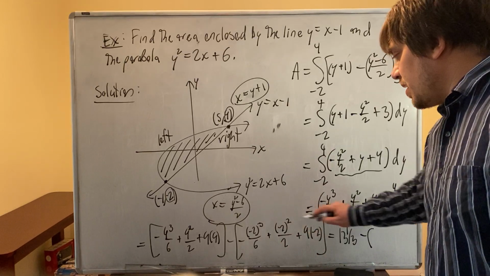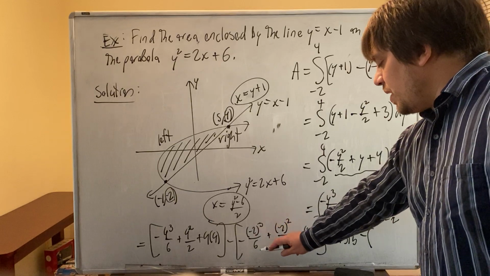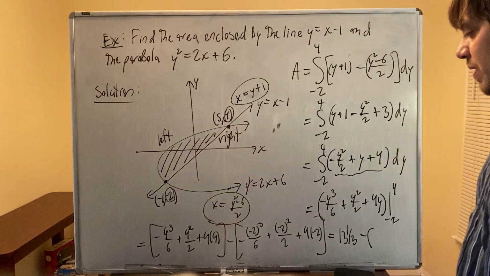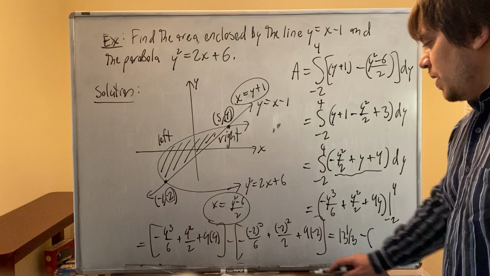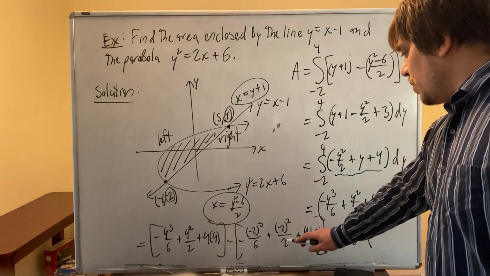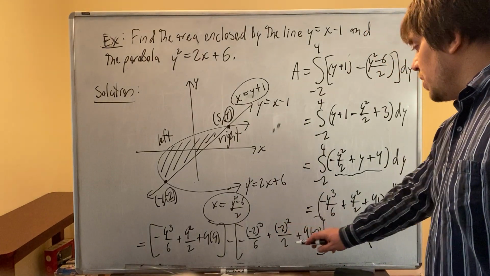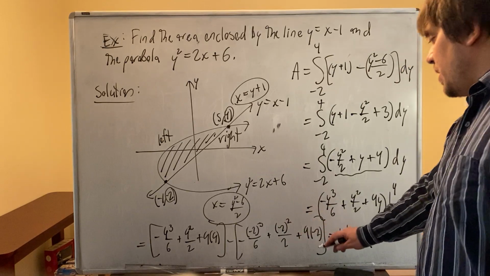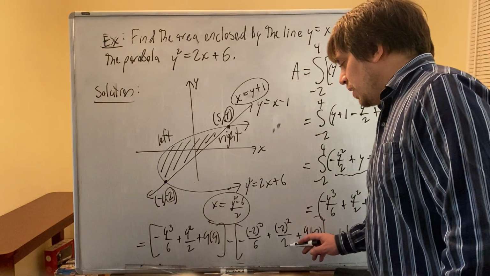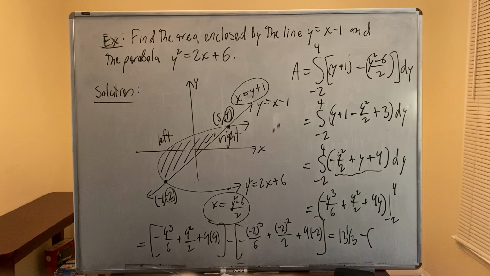2 minus 8 is negative 6. This is negative 8 over 6. The negative of negative 8 over 6 is positive 8 over 6, which is 4/3. So again, this is 2/3. This is 2 minus 8, which is minus 6, plus 4/3, which is negative 4 and 2/3.